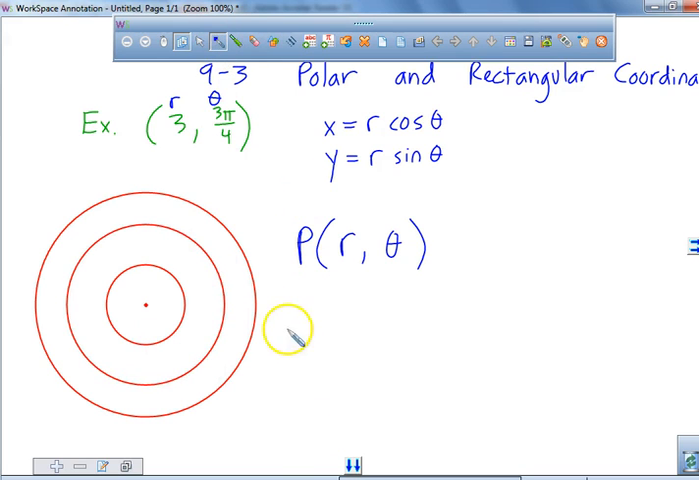I'm just making more circles, all right? So wait, but that's only 3 right there. Oh, I'm confused. Pardon me? So it goes 1, 2, 3. Right, and you're at 3 pi over 4.